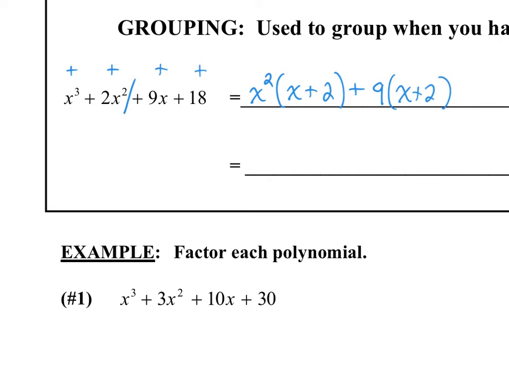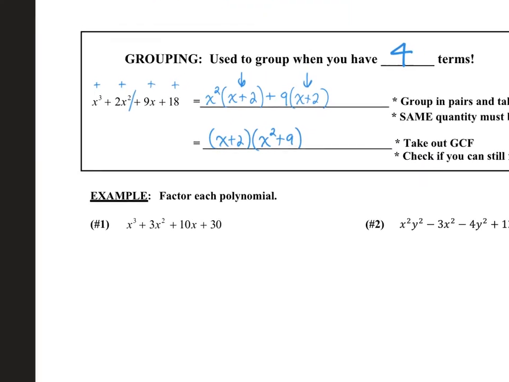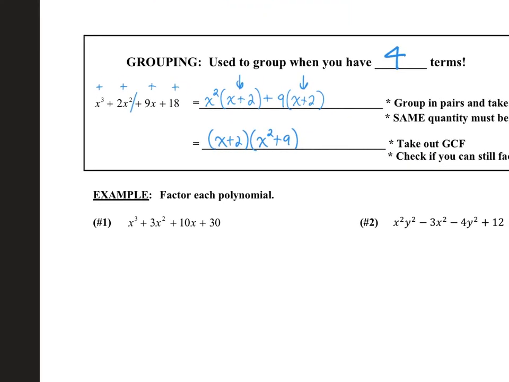Okay. And now we're going to pull out a GCF again, but the GCF this time is going to be this entire expression, x plus 2. We're going to factor out x plus 2 in front, and then we're going to put whatever's left over in the other parentheses. We have x squared plus 9. Okay? And that's how you do factoring by grouping. This should be a bit of a review because we covered it a little bit earlier, but I just wanted to see how you did.